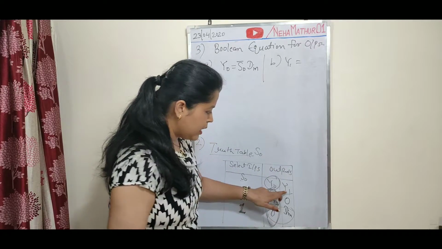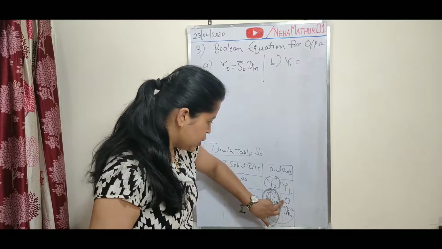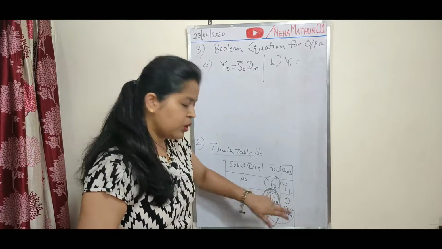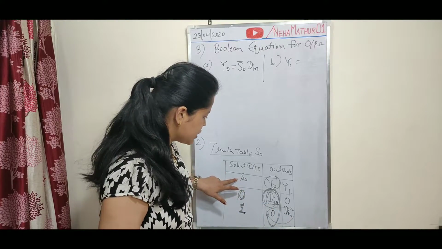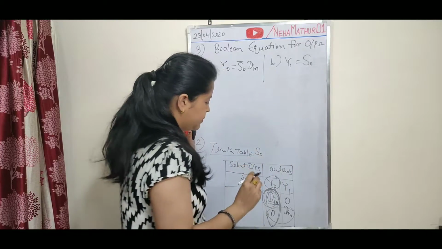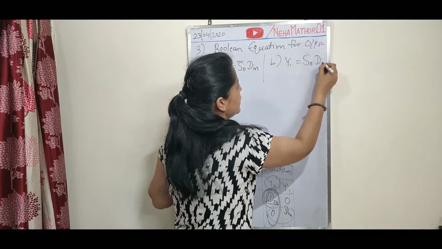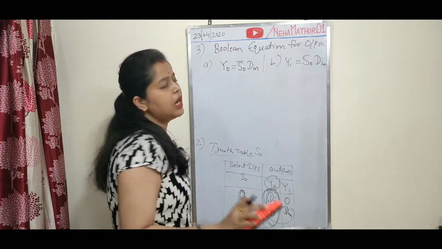Similarly, for Y1, again you have 2 terms. In first term you have 0. So it will be S0 bar 0. No need to write this. The second term is Din. This is because of when S0 is equal to 1. So it will be like S0 Din. Fine. So this is the Boolean equation for both the outputs.